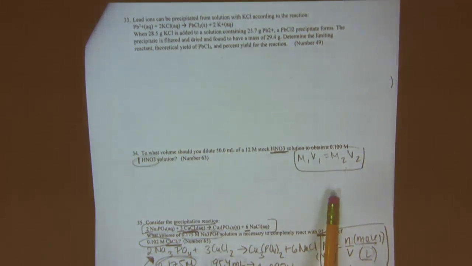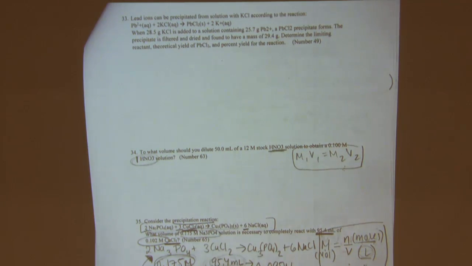Okay, so let's see. To what value should you dilute 50 ml of a 12 molarity stock hydrogen nitrate, not just nitric acid, solution to obtain a 0.1 molarity HNO3 solution, right? So here I'm dealing with one stock solution, and I can make the simple formula like this. I don't have to worry about relating it moles-wise. I don't have to make it complex like the previous question.